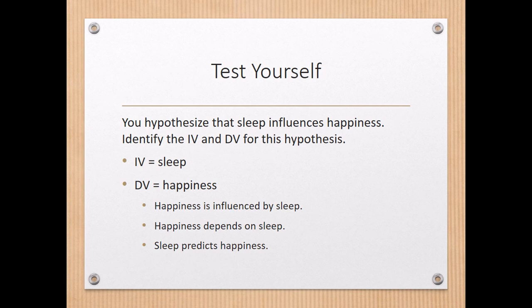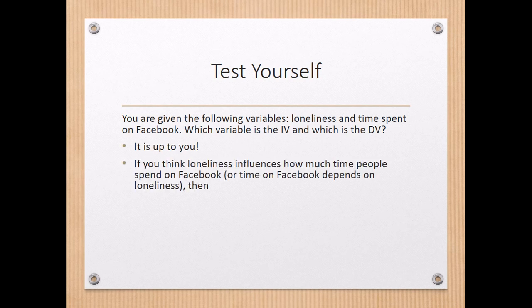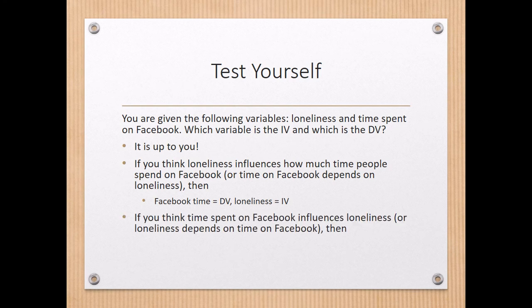All right, let's try another. You are given the following variables: loneliness and time spent on Facebook. Which variable is the independent variable and which is the dependent variable? Take a moment to think about it. Well, guess what? It's up to you. You could say that loneliness influences how much time people spend on Facebook, or time on Facebook depends on loneliness. And if you say that, then Facebook time is your dependent variable. Loneliness is the independent variable. If you think time spent on Facebook influences loneliness, or that loneliness depends on time on Facebook, then loneliness is your dependent variable and Facebook time is your independent variable.